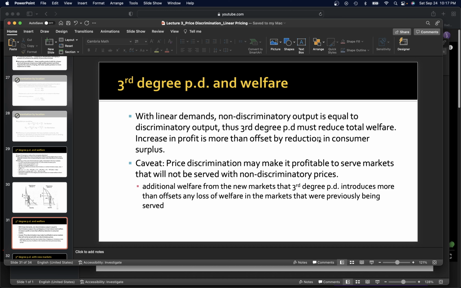Now, with linear demands, non-discriminatory output is equal to discriminatory output. So that means the total change in quantity is zero. Thus, third-degree price discrimination must reduce total welfare. Increase in profit is more than offset by the reduction in consumer surplus.